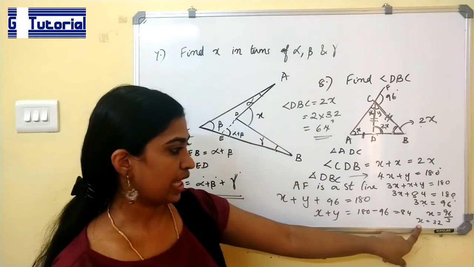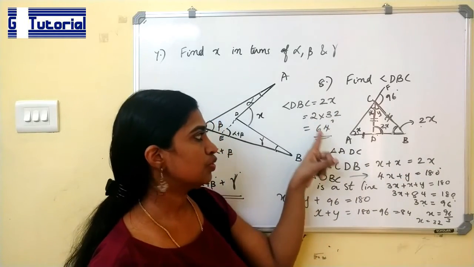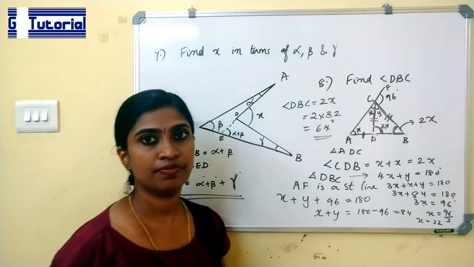Then I am substituting for x as 32 here. So 32 into 2, 64. This is what we are asked to find, angle DBC.